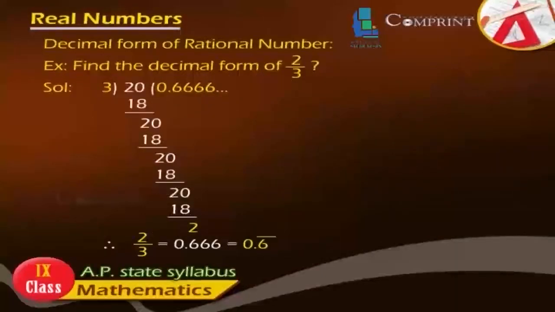Decimal form of a rational number. Example, find the decimal form of 2 by 3. Solution. 2 divided by 3, we get 0.6666 to infinity. Therefore, 2 by 3 is equal to 0.666 and so on, equal to 0.6 bar, where the bar represents the repetition of the digit.